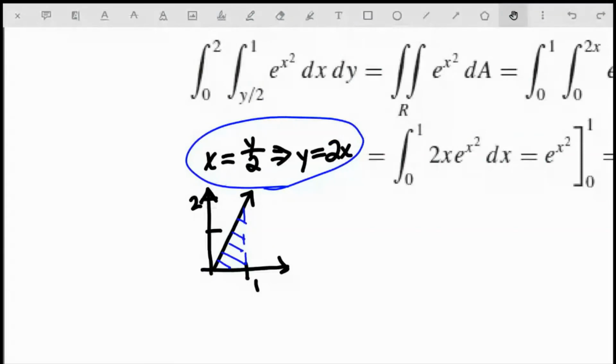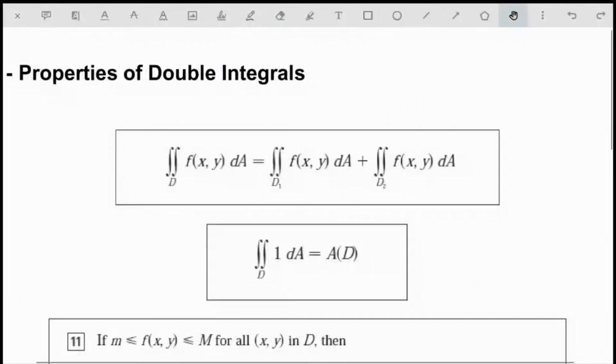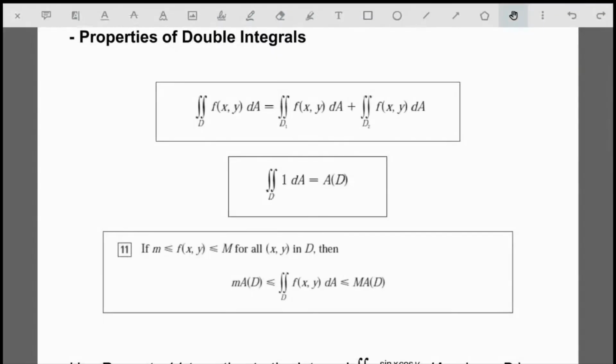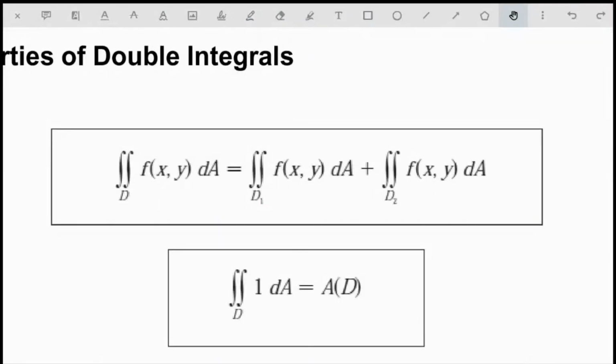All right, so the last thing I have for you here is just a couple of properties that you might see from time to time when we're dealing with these double integrals. And these are the same properties that we saw back when we were dealing with single integrals, back in calculus of a single variable, functions of a single variable, I should say.